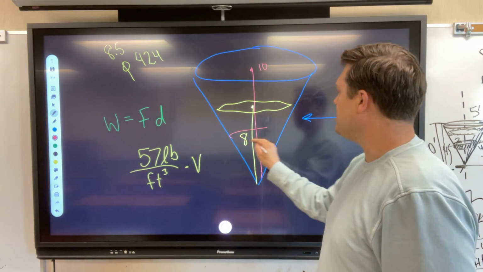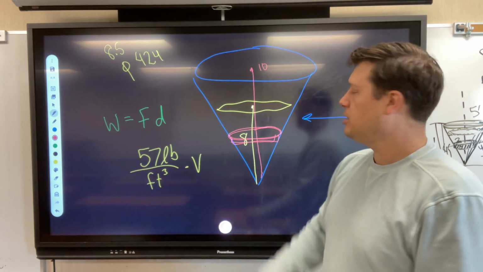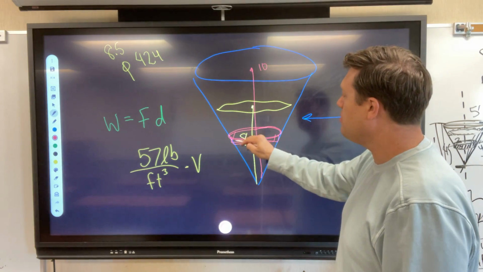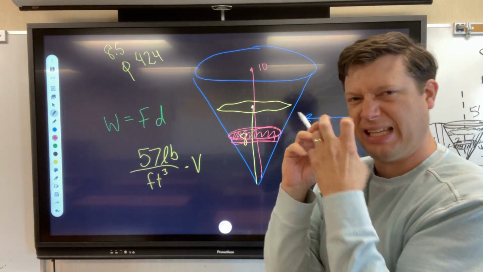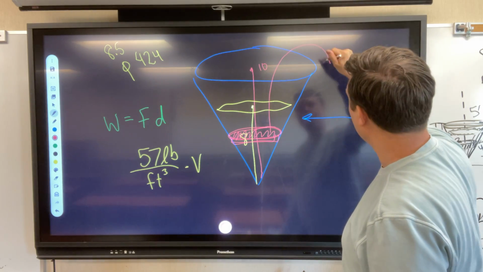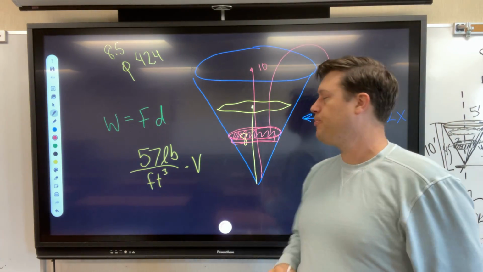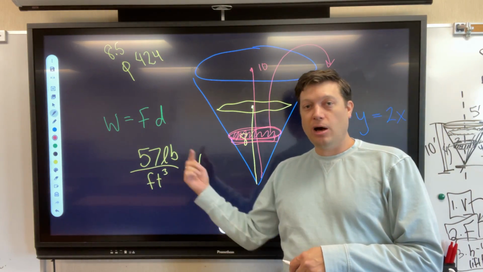So we're going to look at the disk, some random location in this cone of oil, and we're going to figure out what it's going to take to move that disk, all of the oil in that disk, that cylinder, up and over to the top of the cone and out. In order to do that, we have this density of the object.